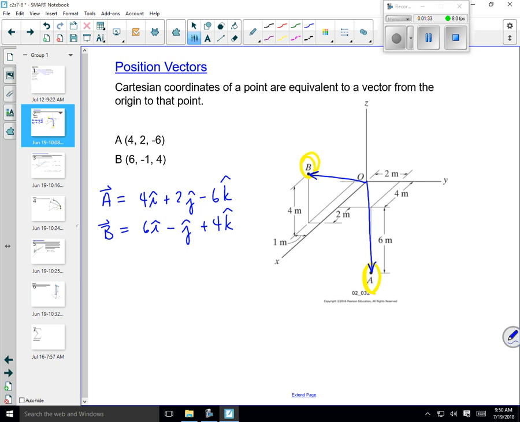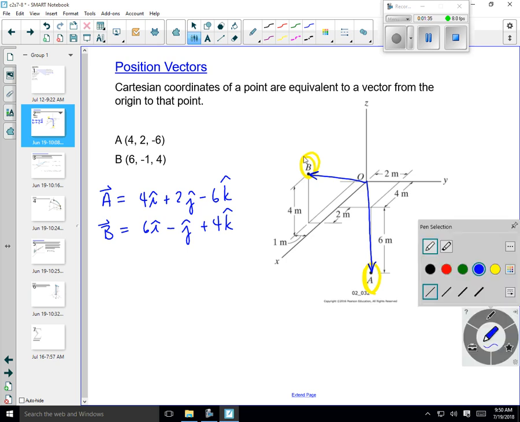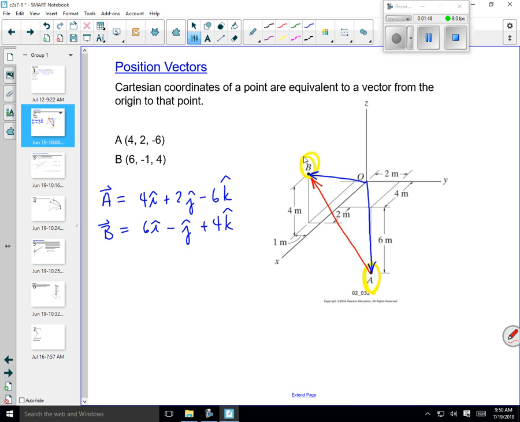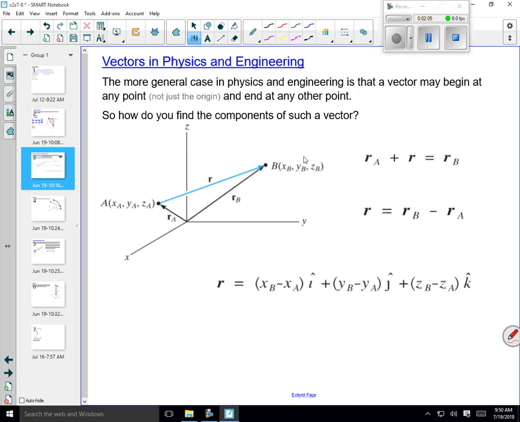But what's more important is that we often want a vector that points from A to B, which are just 2 random points in space. I need a vector that goes from one to the other, in a very specific direction. And how do you find that? Well, I can look at this little triangle. Let's go to the next page. Here I want this vector that goes from A to B.